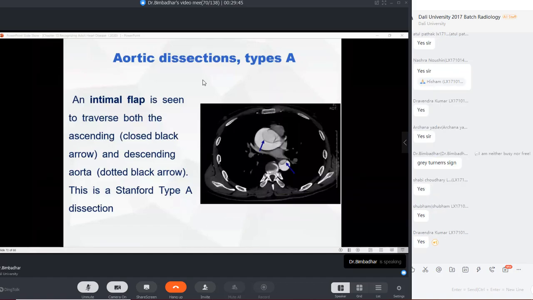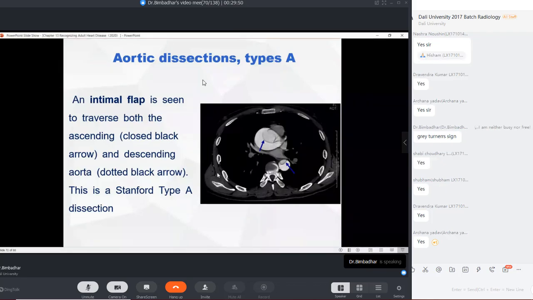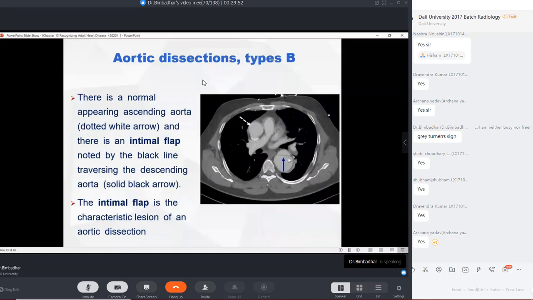Okay, the next one, the same thing. It is very simple. See here, I can see that there is a separation line in between, but here this is a normal ascending aorta, so it is not involving the ascending aorta, which means this one is Stanford type B. Whenever you are suspecting an aneurysm, do not forget to look at the ascending aortic shadow and the descending aortic shadow, because you have to make a classification.